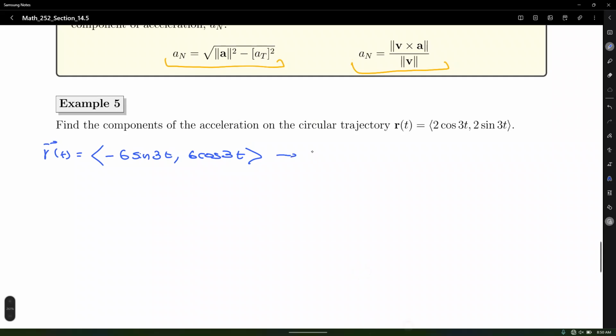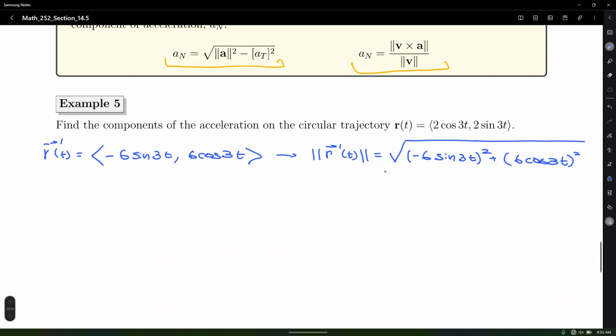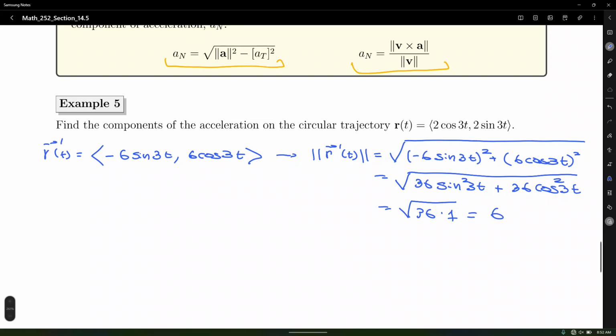Let's also find the magnitude, because we're going to need this for the tangential. The magnitude of r prime is the square root of negative 6 sine 3t squared plus 6 cosine 3t squared. That means the square root of 36 sine squared 3t plus 36 cosine squared 3t. Again, we have seen this identity many times. If we factor out a 36, that leaves sine squared plus cosine squared, and because the angles match, we can simply reduce that to 1. The square root of 36 times 1 is simply 6.